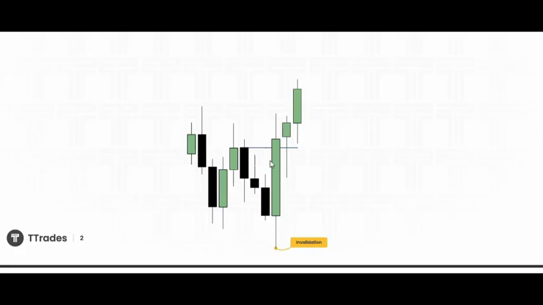You see, this is a change in state of delivery right here. Why is this a change in state of delivery? Because you see this low right here, it gets taken by this candle, right? So this candle took out the low of that candle. So what did I say about lows? They have liquidity. So this low got taken by this candle.